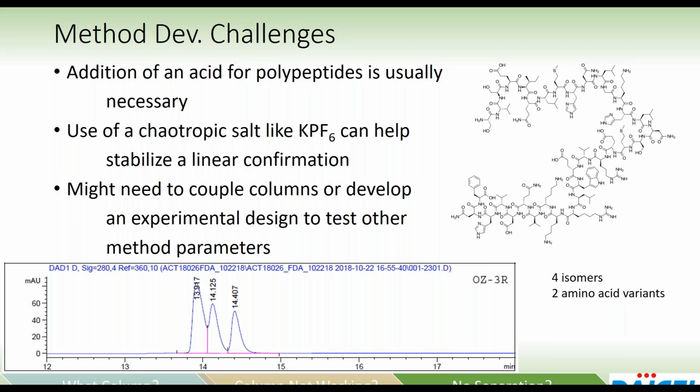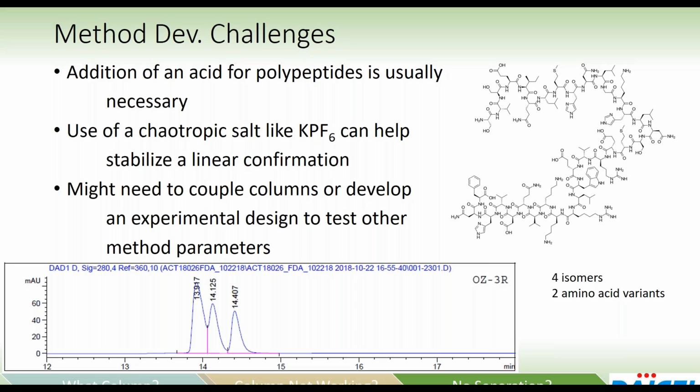Generally, in this particular case, polypeptides do better with acidic additives, but you can play around with it. You might need to use TFA. You might need to increase TFA from 0.1% to 0.2%. You might need a mixture of additives. You can do both acid and basic additives. You can use a chaotropic salt, which is what we did in this particular case.